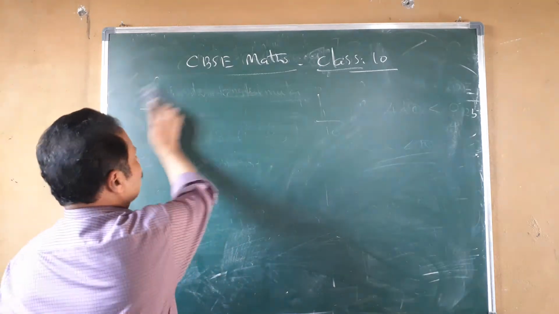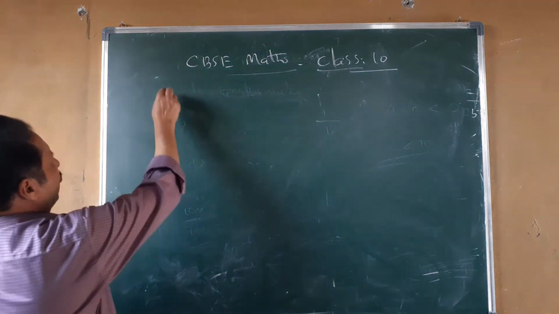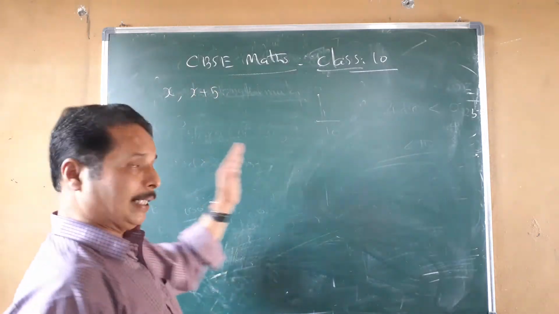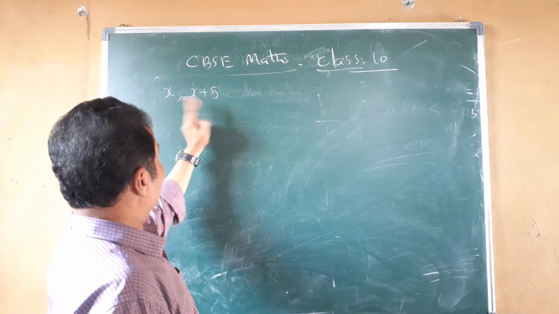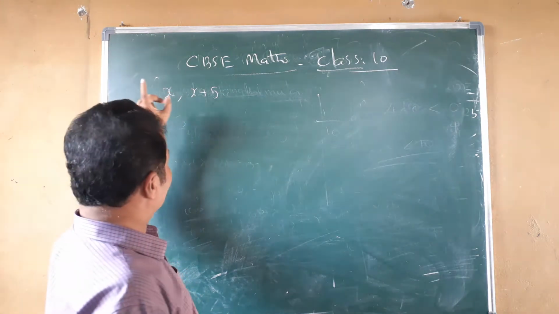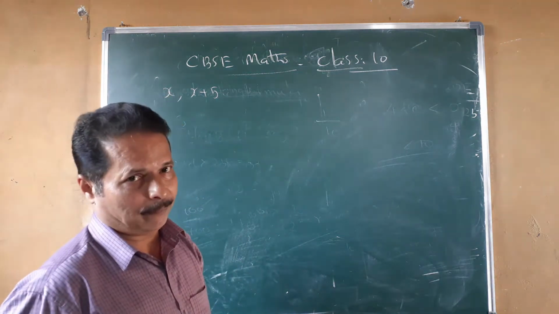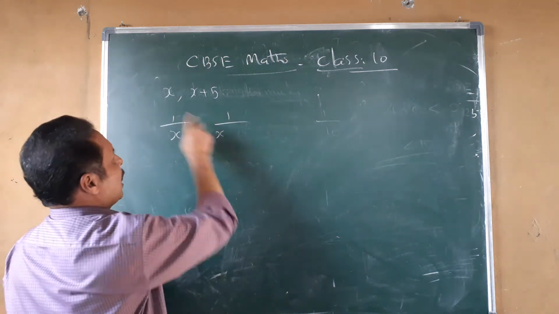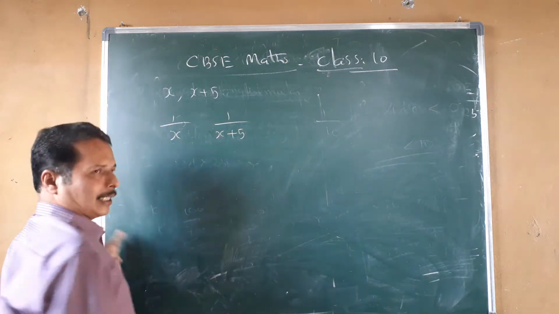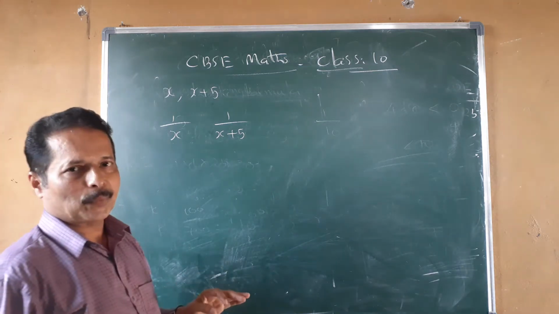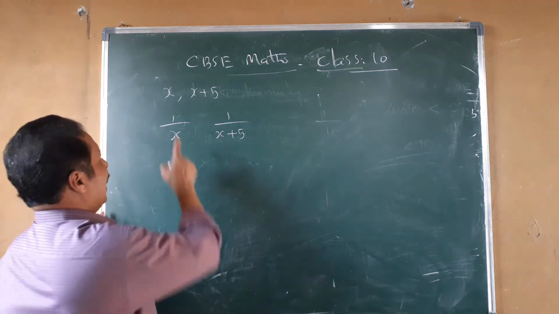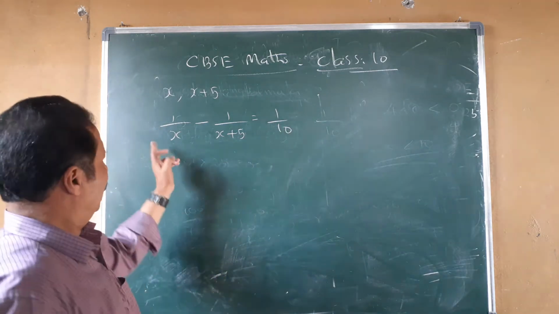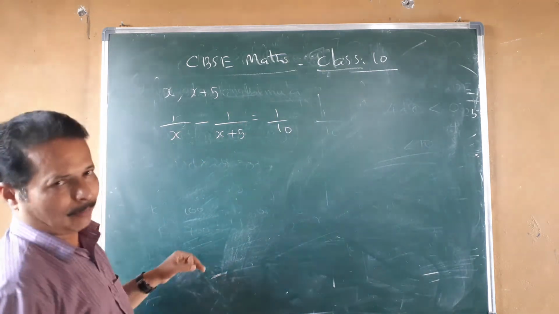Look here. If one of the numbers is x, the other number is x plus 5 or x minus 5, because the difference is 5. So let the numbers be x and x plus 5. The reciprocals are 1 by x and 1 by x plus 5, and the difference between the reciprocals is 1 by 10.